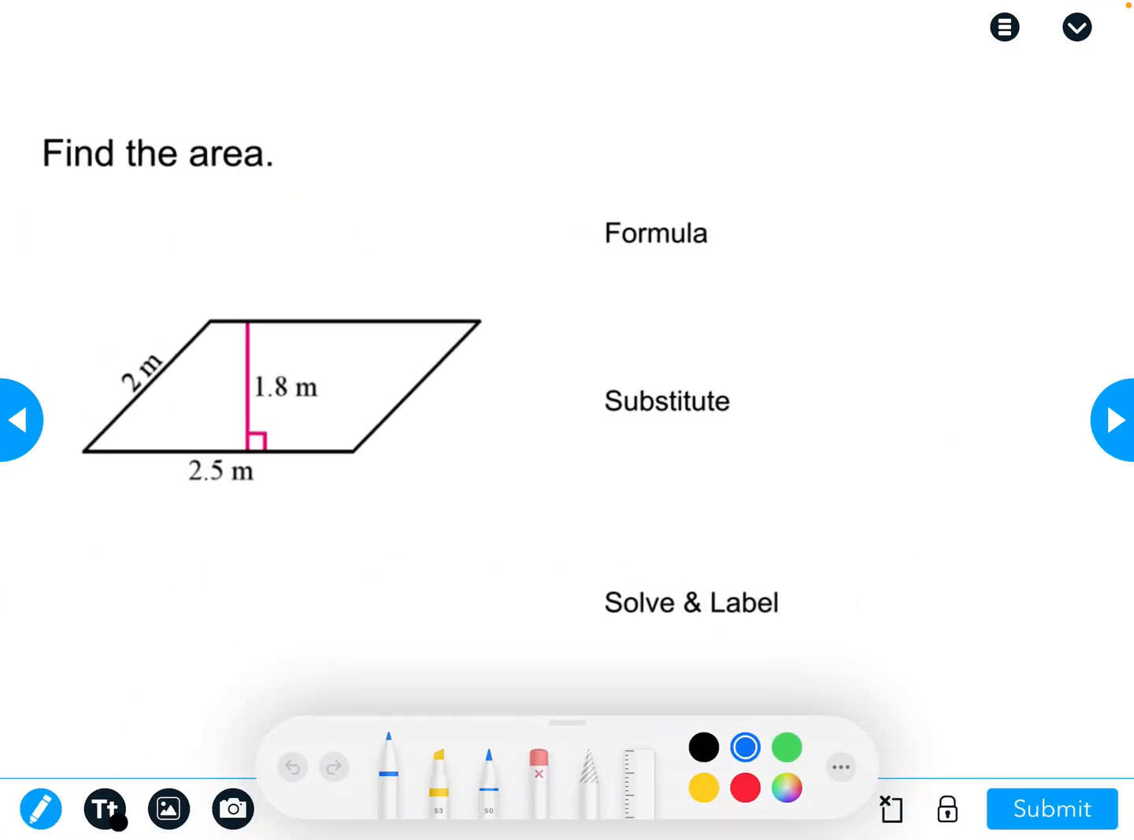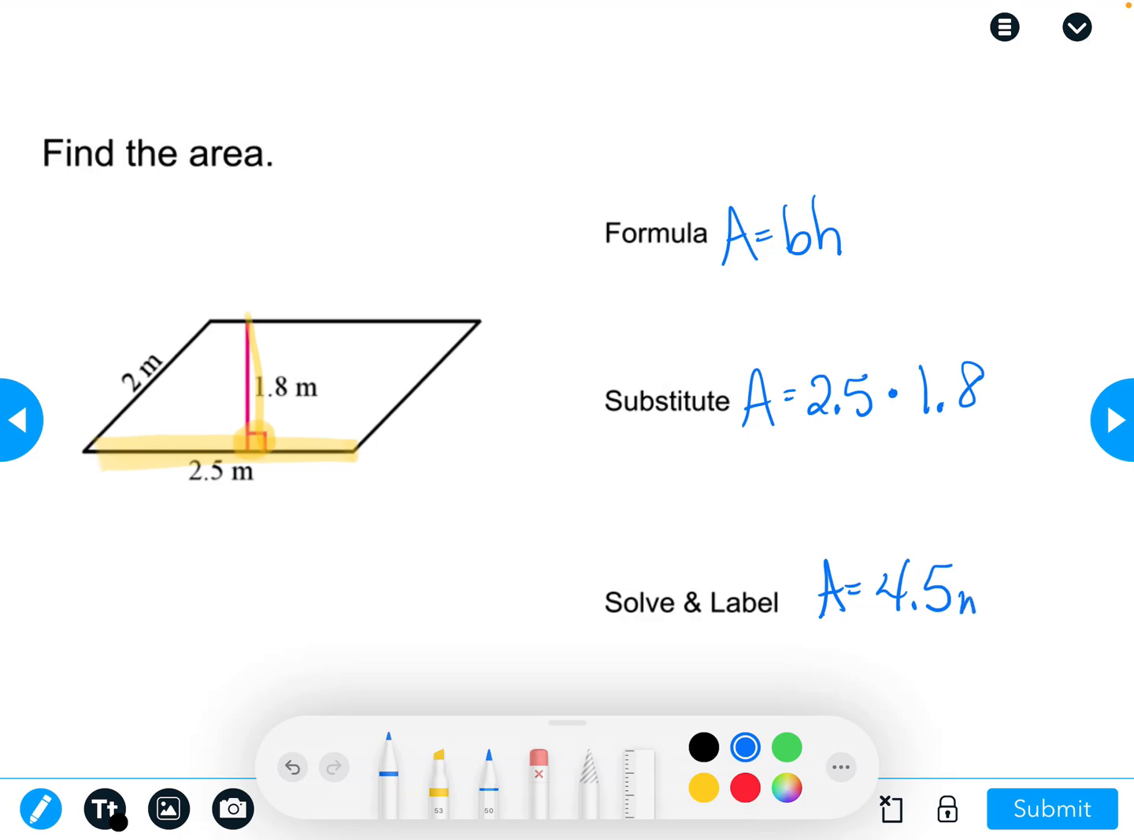All right, here's another parallelogram. So the area equals base times height. Get that right from your formula sheet. Looking here, I have a right angle which connects the 2 and 5/10 and the 1 and 8/10. So area is equal to 2 and 5/10 multiplied by 1 and 8/10. And you will be able to use a calculator for this portion of the math final. So when I multiply those, I get 4 and 5/10. This time it's meters and it's squared.